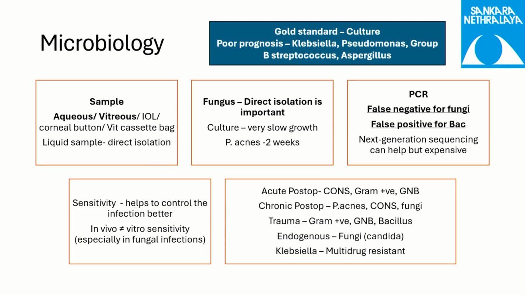Of course, we take the sample. In case of mild infection, we go for an AC tap. In severe infection, we go for vitrectomy. But any tissue from the eye can be sampled, like intraocular lens, corneal button, sometimes vitreous, the capsular bag also we can use. We should remember that direct isolation is possible from liquid samples like aqueous or vitreous, and for IOL and corneal button, mostly from here we do culture and see. So when we ask for the preliminary report, we should know this thing.